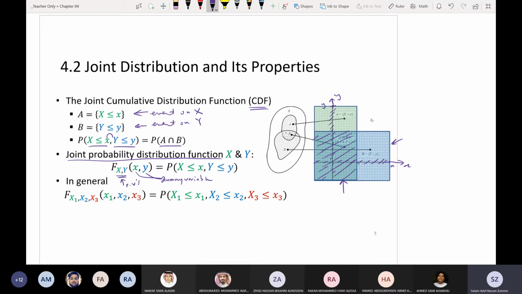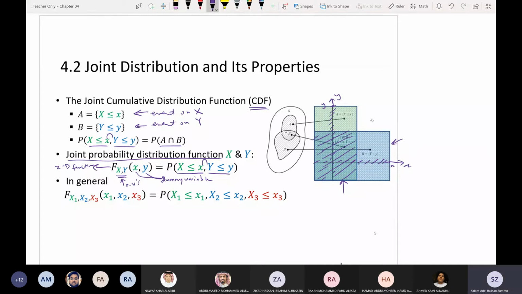As we did with a single random variable, the joint CDF is defined as the probability that X is less than this small x, and Y is less than this small y. Okay? So F of X and Y is a two-dimensional function, because it depends on X and Y. It's a function of the coordinates X and Y.